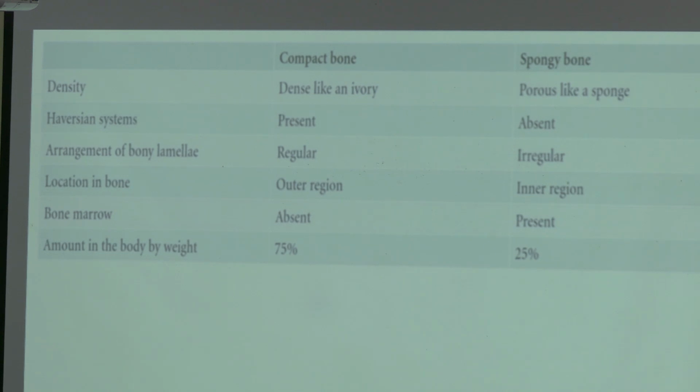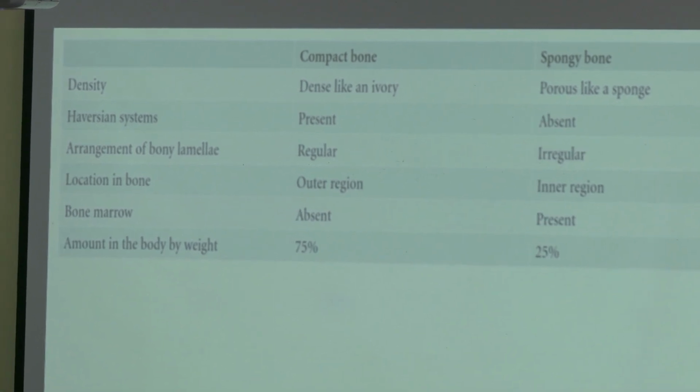Next, arrangement of the bony lamellae. In compact bone these are regular. Here it is an irregular arrangement. Location: compact bone is situated on the outer region. Here it is situated in the inner region. Just now I have shown you in the diagram. Bone marrow: in the compact bone, bone marrow is absent. But in case of spongy bone, it is present. And you can see the weight, approximately 75% is made up of compact bone and 25% is made up of spongy bone. So these are some important points which will make it easy to understand the differences between the compact bone and the spongy bone.